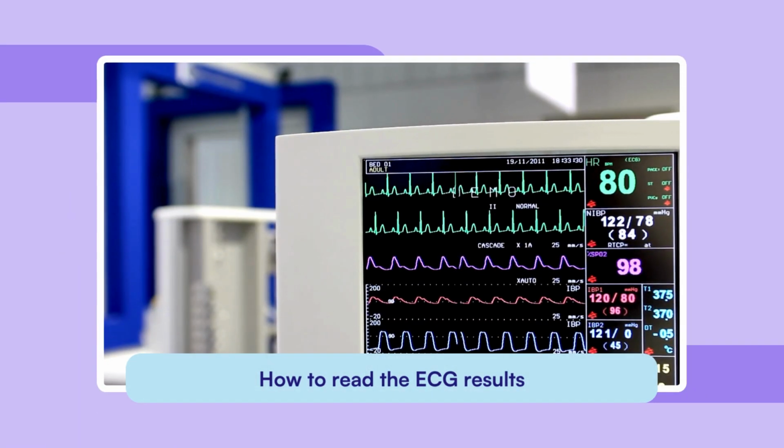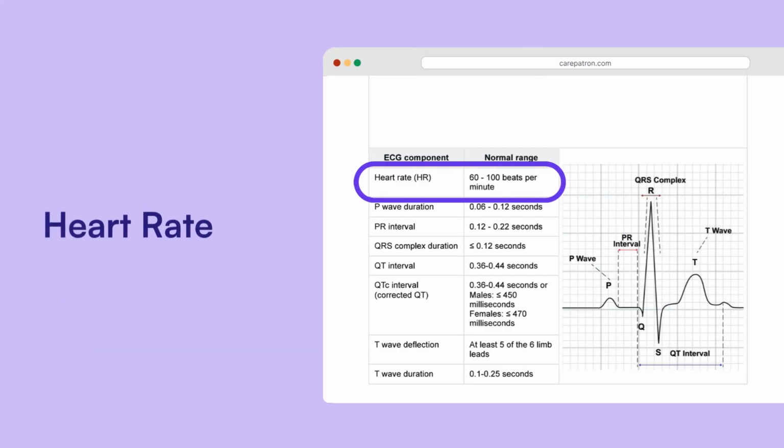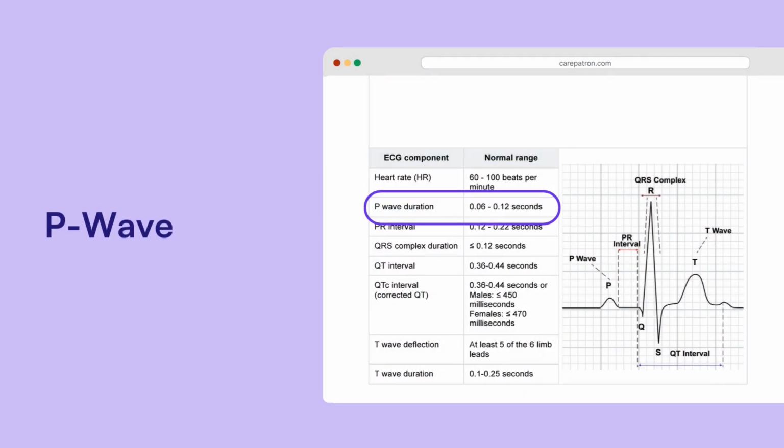Reading an ECG involves analyzing several key components. Heart rate. A normal heart rate is 60 to 100 beats per minute. You can calculate this by counting the R waves in a 6-second strip and multiplying by 10. P wave. This represents atrial depolarization. The P wave should be upright and uniform with a duration of 0.06 to 0.12 seconds. Abnormal P waves might indicate issues like atrial enlargement.